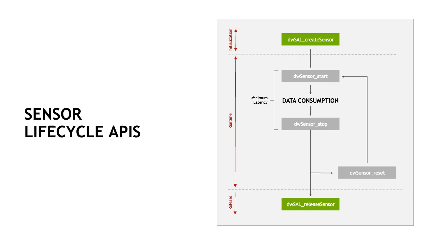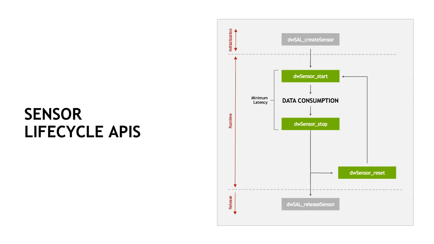During the runtime phase, the data consumption begins with the DW sensor start and ends with DW sensor stop. These are very lightweight start and stop calls. The idea is to start and stop the sensor without destroying the sensor itself. In some of the sensors, this lightweight start and stop are supported by default, and in some you can mimic this by starting and stopping the data to the application layer. To the application, it looks as though the sensor stopped and started again. The reason to do this is so that you can start the sensor again with minimal latency.